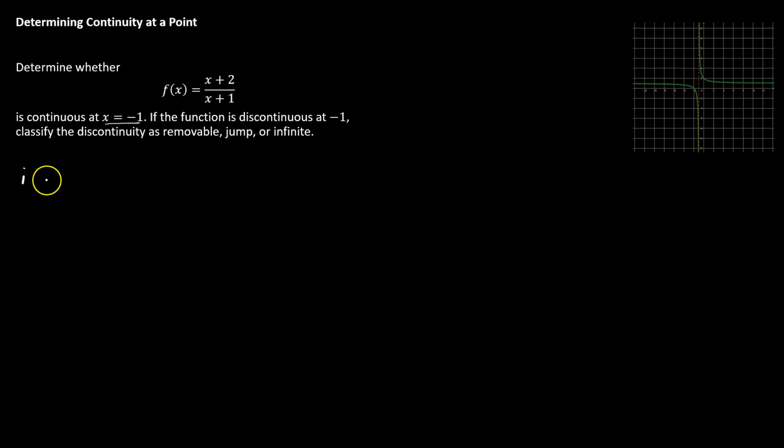First condition, is the function defined at -1? So we go and we try to plug it in using direct substitution. Whoops, we want to replace our x's with -1. In the numerator, we have 1. In the denominator, we have 0, which is not a real number. Therefore, this is not defined. Since the first condition failed, we know that this function is not continuous.